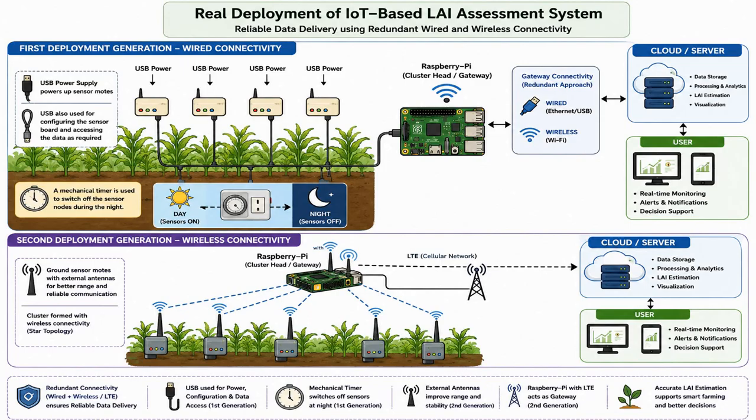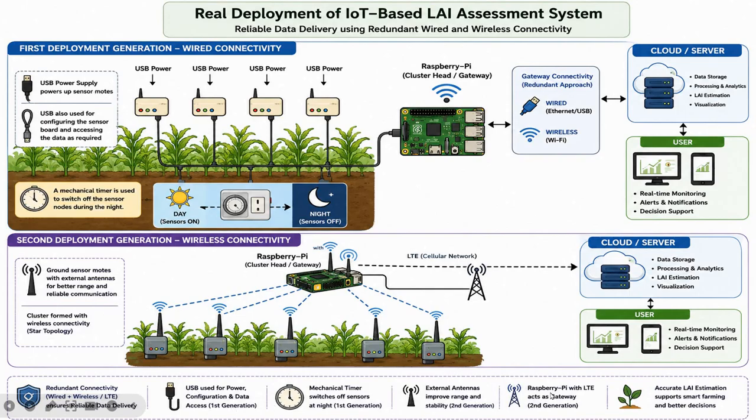Now farmers and researchers can access this information through computers and mobile devices for real-time monitoring, alerts and decision support. So overall, the second generation wireless architecture offers improved scalability, easier installation, greater mobility and more reliable communication, making it a practical solution for smart farming and precision agriculture applications.